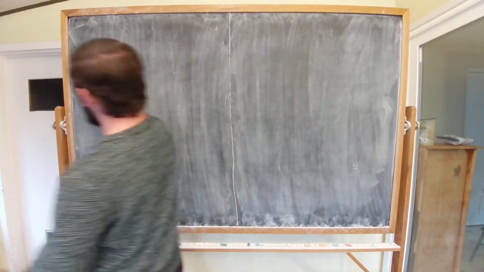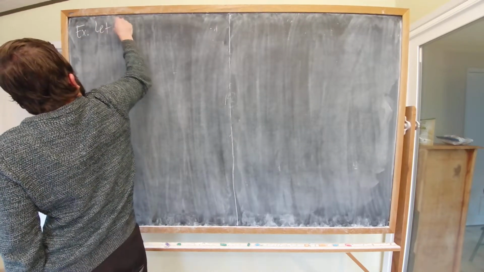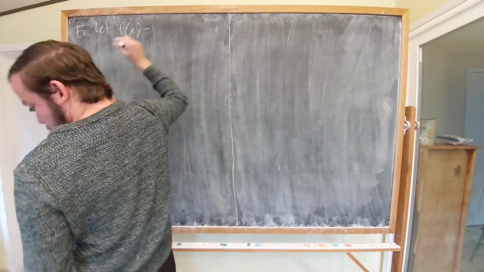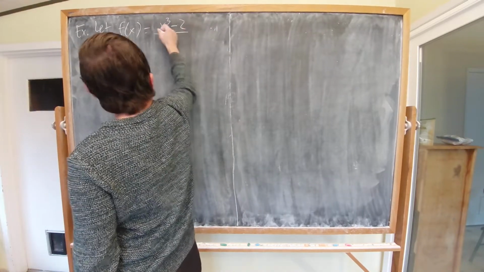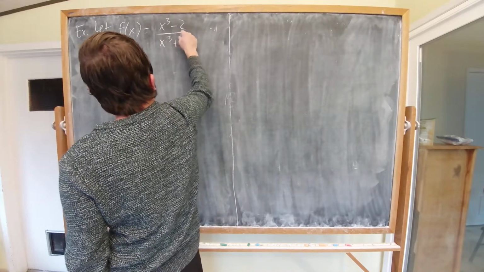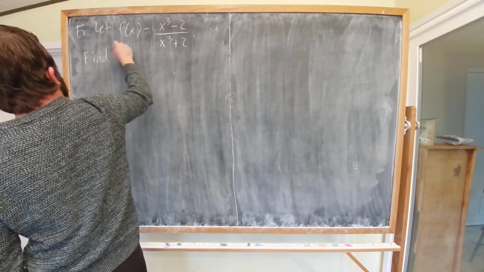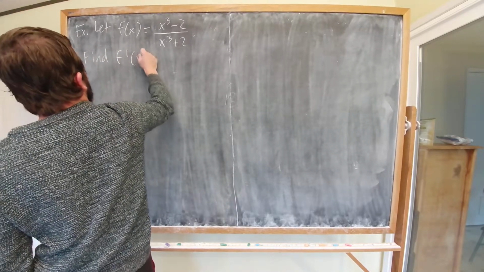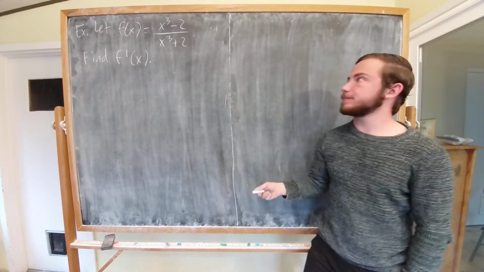So, one more example. Let's let f of x equal x cubed minus 2 divided by x cubed plus 2. And let's find f prime of x. And I'll do this one step by step.